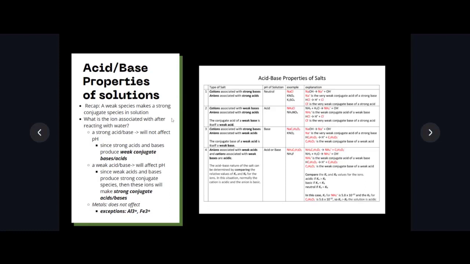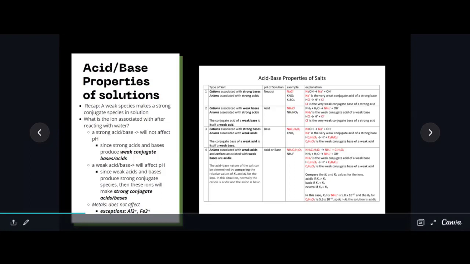What I mean is that if you have a strong acid or base, it will not affect the pH after it's deprotonated. Why? Because strong acids and bases produce weak conjugate bases and acids. Conversely, a weak acid or base will make a strong conjugate base or acid, and then this will affect pH. Since weak acids and bases produce strong conjugate species, these ions will act as strong conjugate acids and bases.